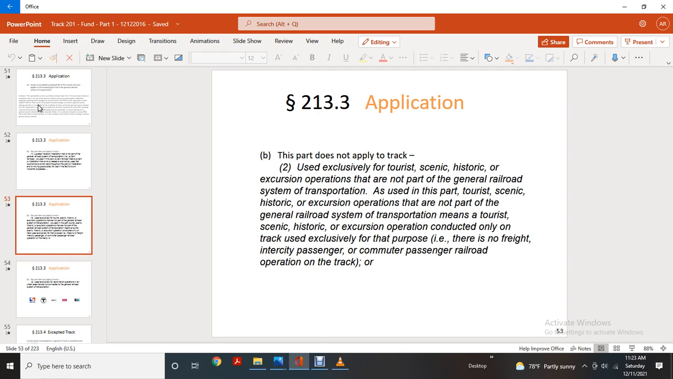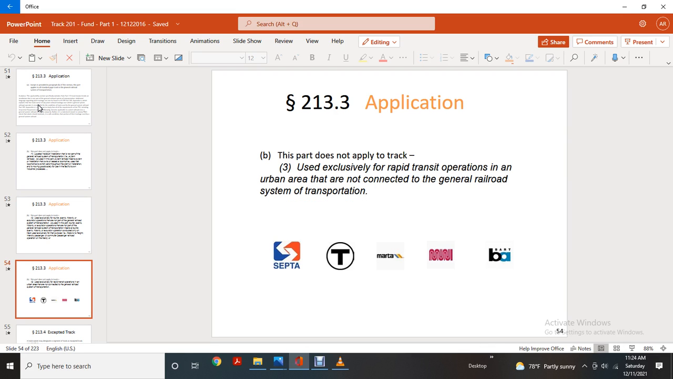This part does not apply with the use of exclusively with the tourist, scenic, historic, excursion operation, not part of the general railroad system of transportation. Use the part, tourist, scenic, historic, excursion operation, not part of the general railroad system of transportation means tourist, scenic, historic, excursion operation conducted only on the track used exclusively for the purpose, no freight, intercity passenger, commuter passenger, railroad operation on the track, or this part does not apply with the track used exclusively for the rapid transit operation in an urban area that does not connect with the general railroad system of transportation.